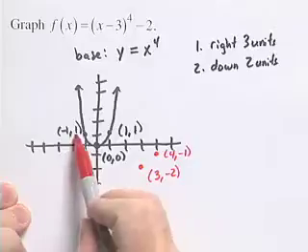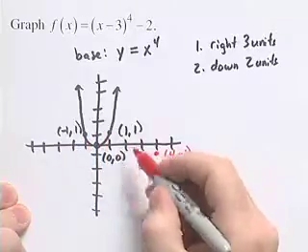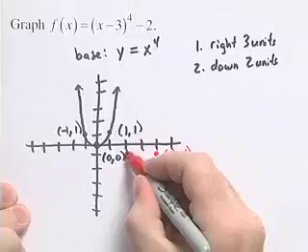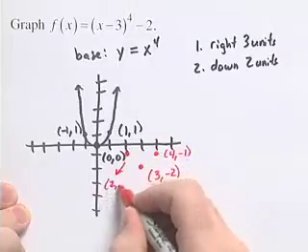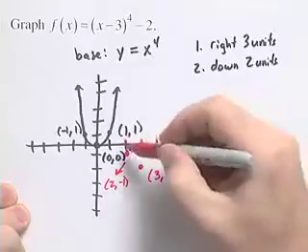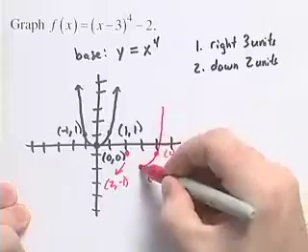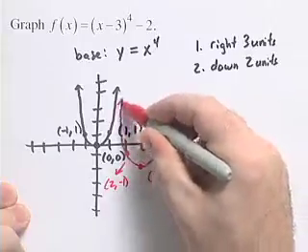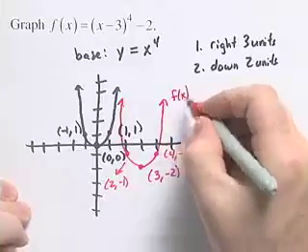Take the point negative 1, 1, go right 3 units, 1, 2, 3, down 2 units, and that point is 2, negative 1. And we'll graph by connecting our points, get a rough sketch, and there's a graph of f of x.